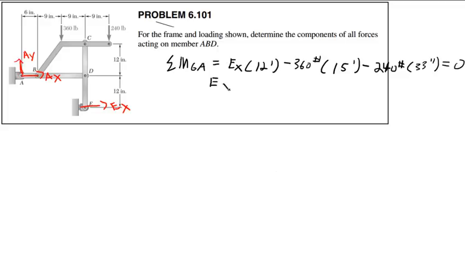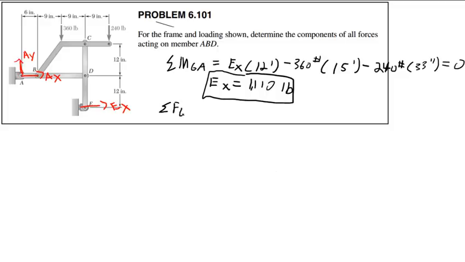And from this, we will conclude that EX is equal to 360 times 15 plus 240 times 33 all over 12 is 1,110 pounds. Yes, positive. Now we don't actually need that force, but I don't know why I boxed it, just for fun, I guess.